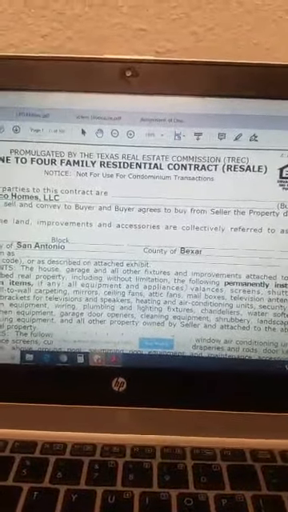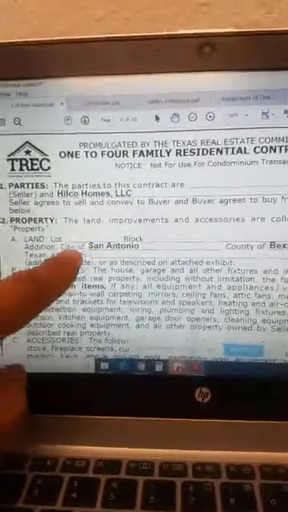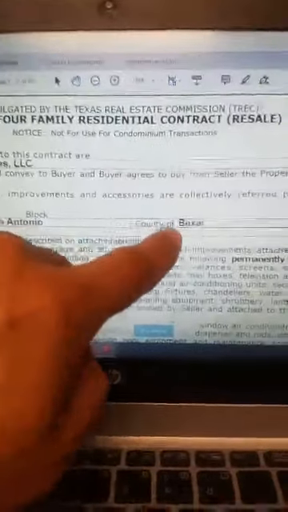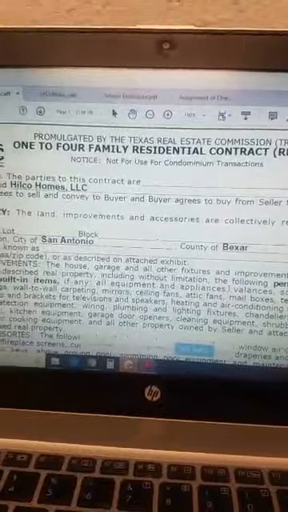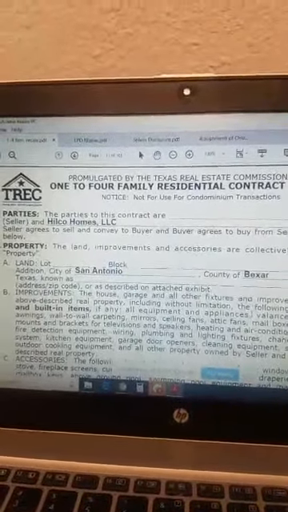The next one is the city, which is San Antonio, and the county, which is Bexar. Depending on which city you're in, that's what you'll put there.